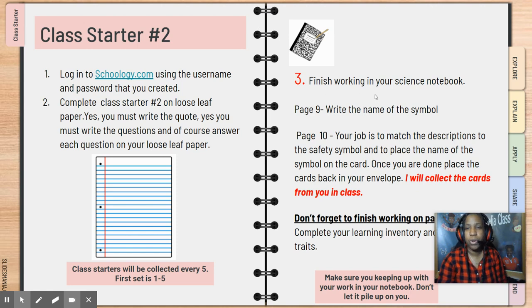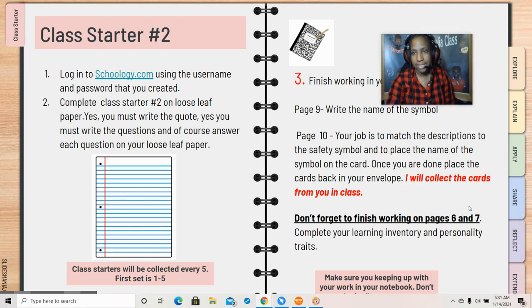What we're going to do today is finish working on our science notebook. We're going to go over page 9, which are the safety symbols, to get you prepared for your safety test tomorrow. Page 10, your job is to match the descriptions to the safety symbols. We set that up and cut those cards already, so now match, because they are due Friday and Monday. And don't forget to continue working on pages 6 and 7, your learning inventories and your personality traits. Those need to be done as well by Friday and Monday.